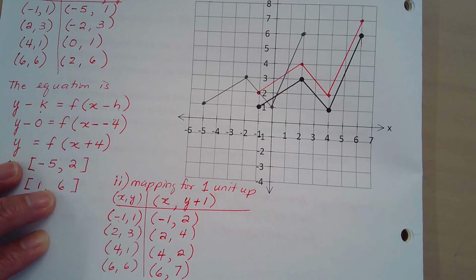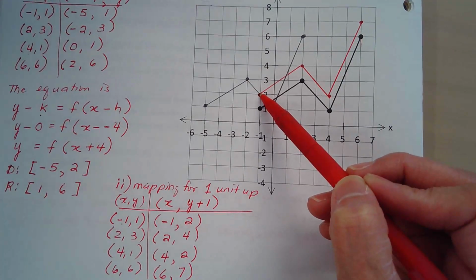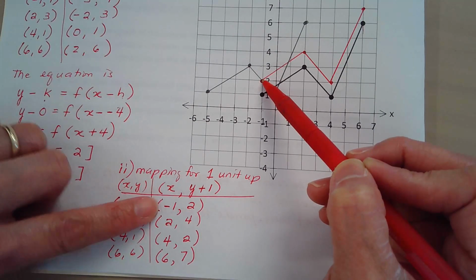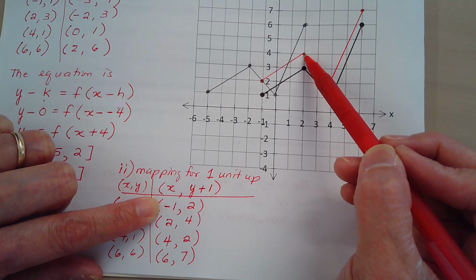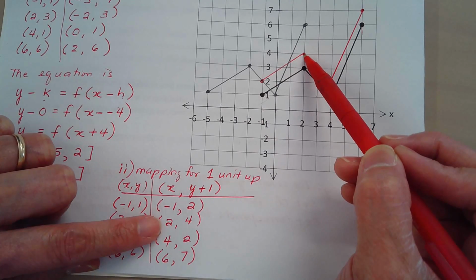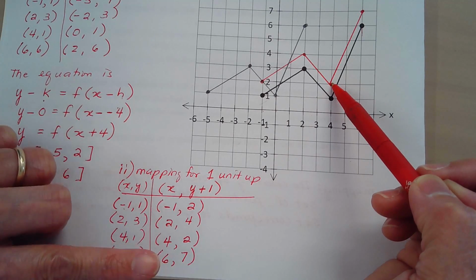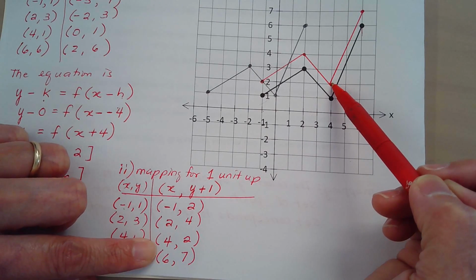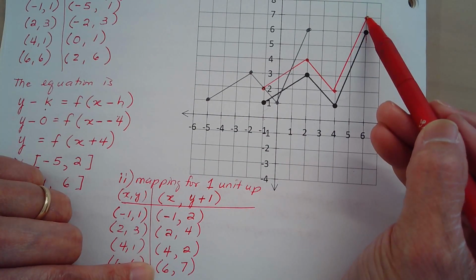Okay. Now let's take a look at this one. This point is -1, 2, just like the one that we had in here. Is that okay? Now this point is at 2, 4. This point is at 4, 2. And then the last one is 6, 7.